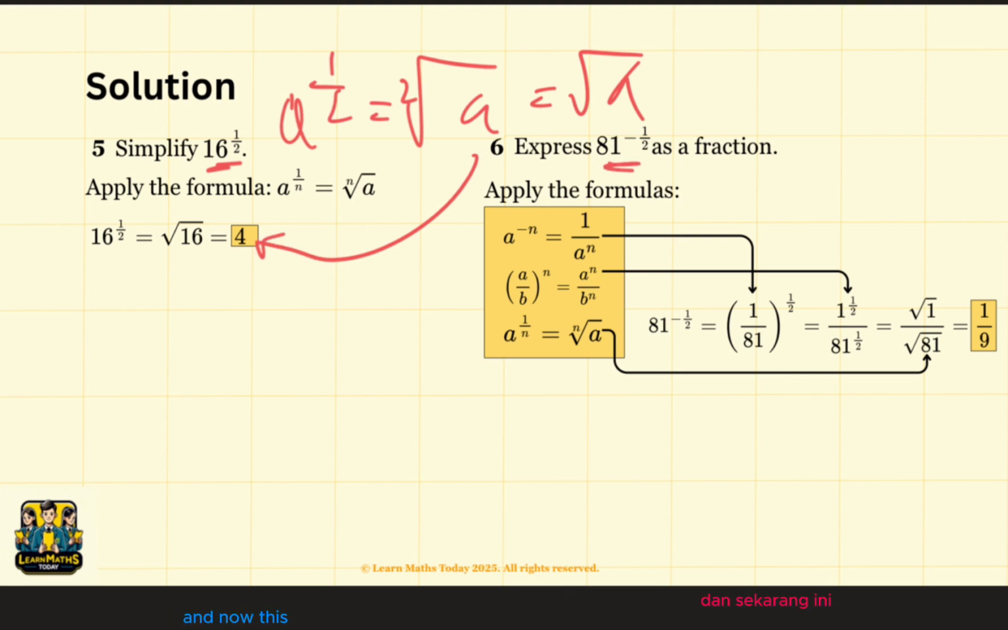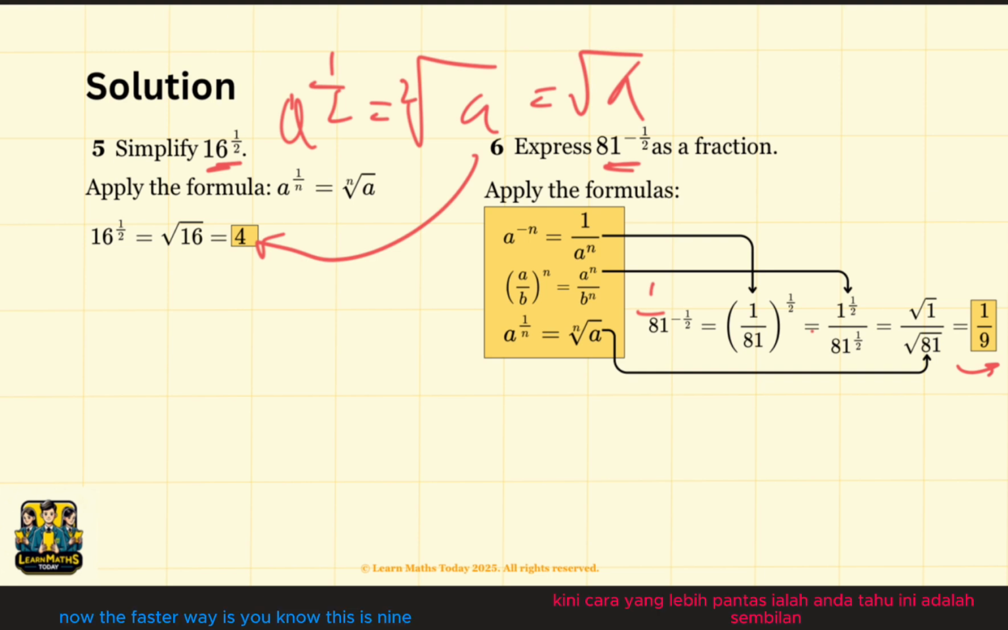And now this. Now this is the long way of doing it, where you first put the -1 here up here to reciprocate it, and you put the half in, square root both sides because it's both bases up to the power of half, and you get 1 over 9.